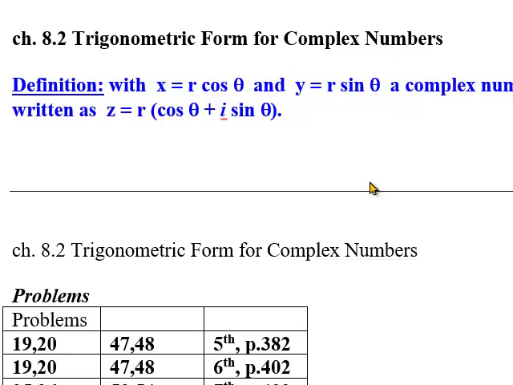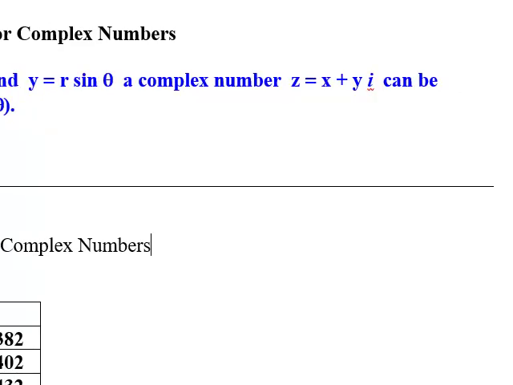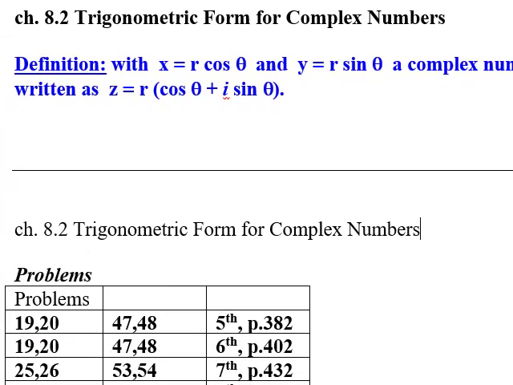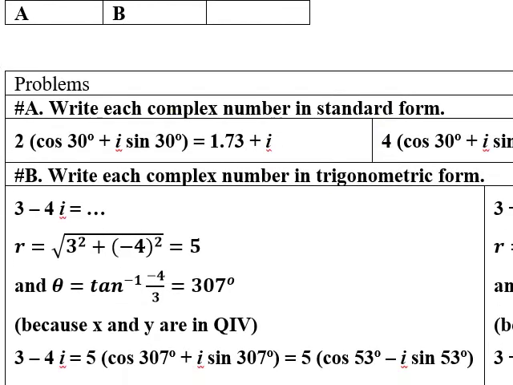So trigonometric form for complex numbers. The definition is, with x equals r times cosine theta and y equals r times sine theta, a complex number z equals x plus yi can be written as z equals r times parentheses cosine theta plus i sine theta. All right, so let's go do some problems, and I have to prep this a little bit.